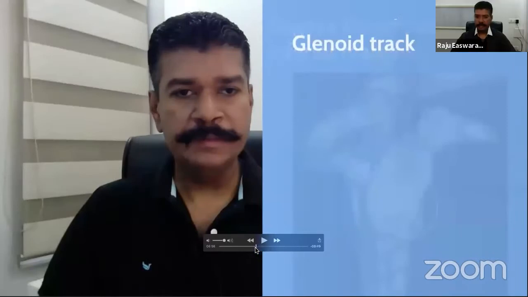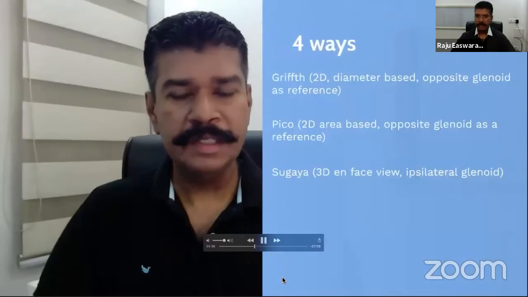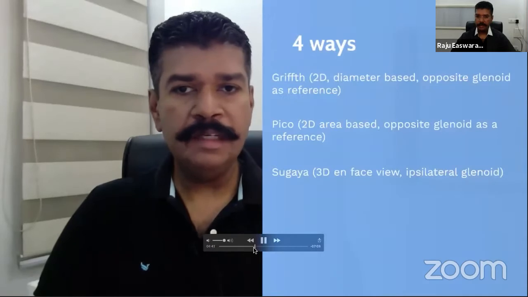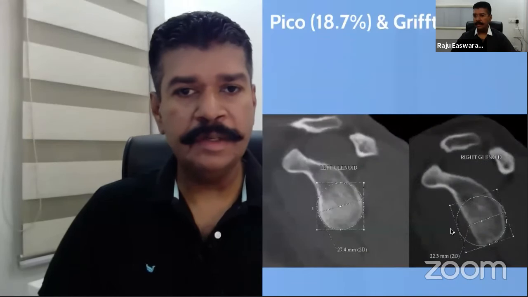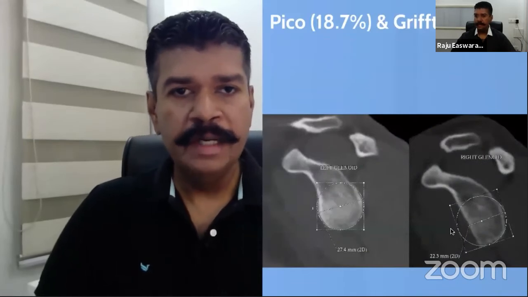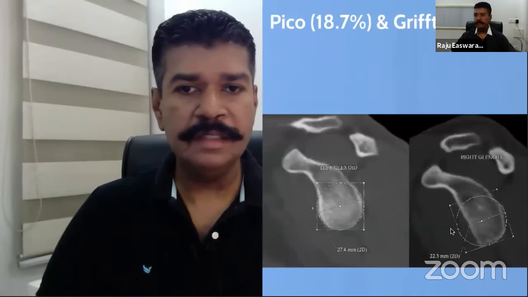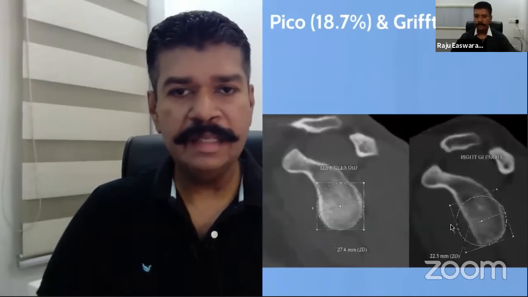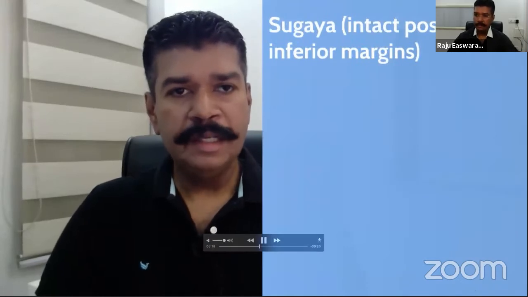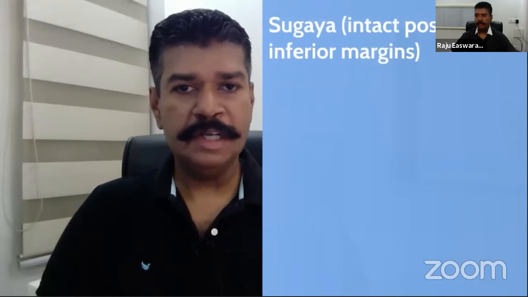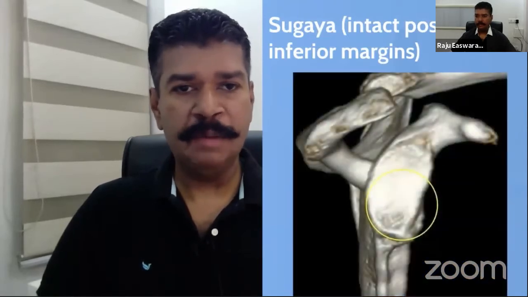Right, so I'll just take this a bit back. So this is the PICO and the Griffith method on this particular patient's right glenoid. And again, you see there is nothing much to separate between the two because one is a diameter-based measurement and the other is an area-based measurement. One limitation of the Sugaya method is that you need an intact posterior and the inferior margins of the glenoid to do a Sugaya method properly.